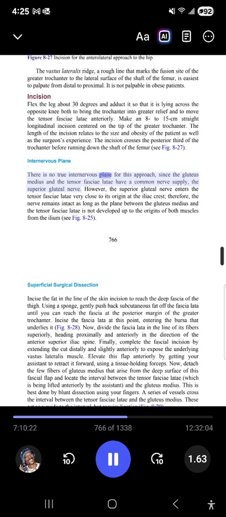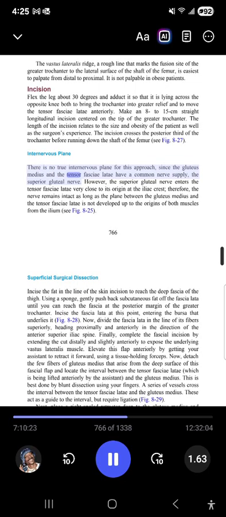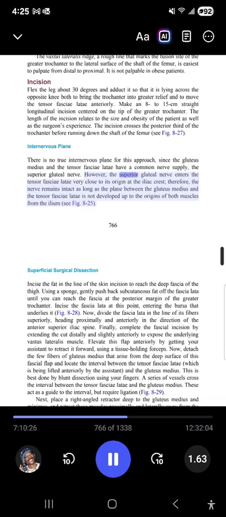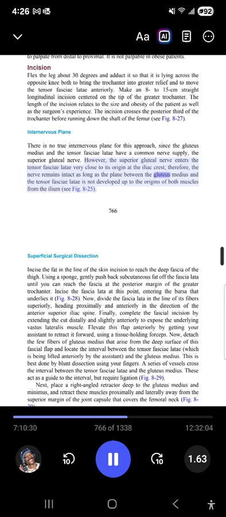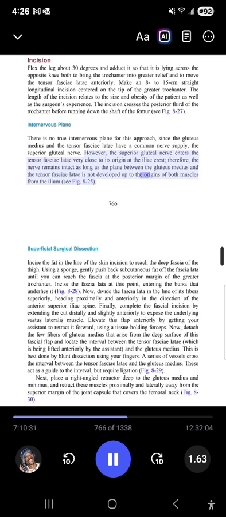Internervous plane. There is no true internervous plane for this approach, since the gluteus medius and the tensor fasciae latae have a common nerve supply, the superior gluteal nerve. However, the superior gluteal nerve enters the tensor fasciae latae very close to its origin at the iliac crest. Therefore, the nerve remains intact as long as the plane between the gluteus medius and the tensor fasciae latae is not developed up to the origins of both muscles from the ilium.